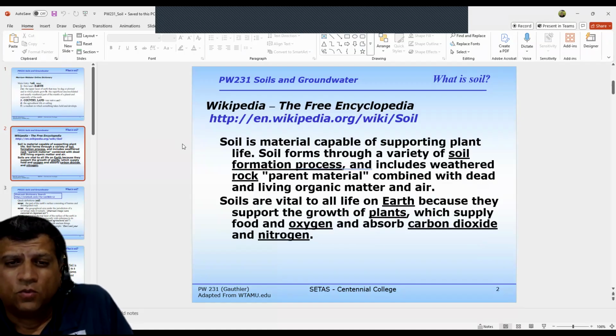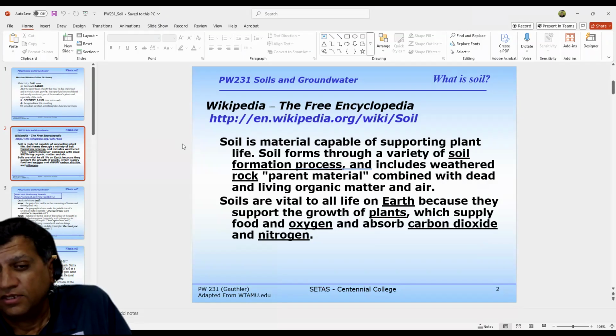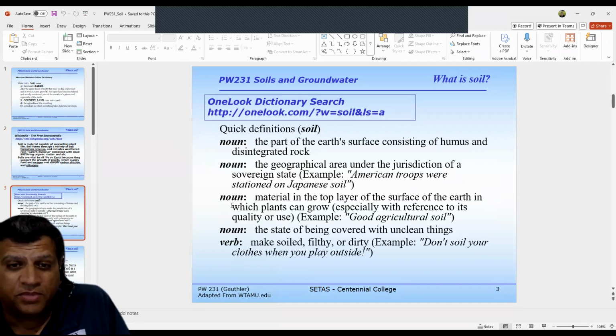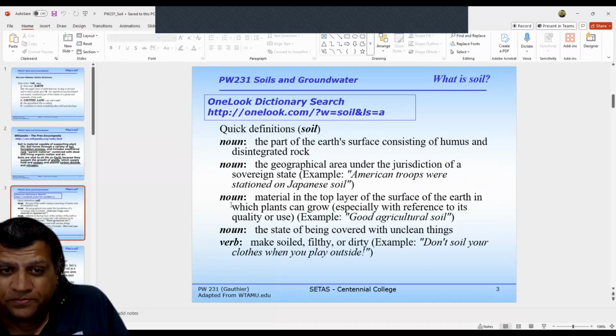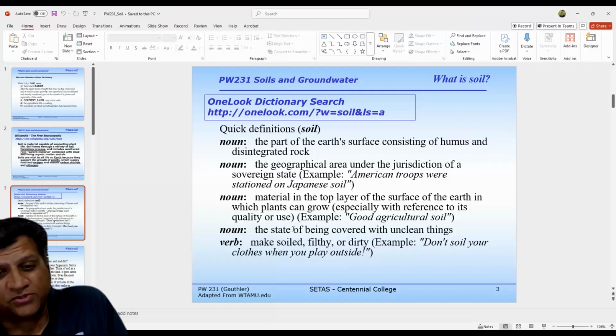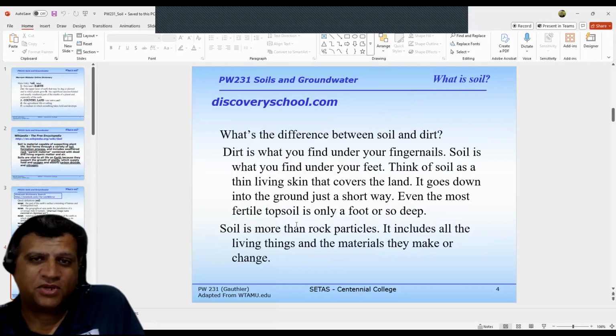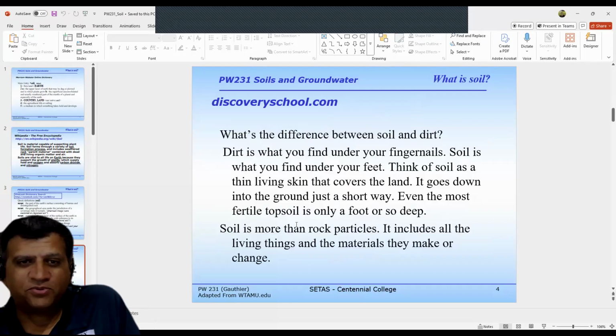So it's basically what is vital to all our life. It supports our plants. It supplies our food and oxygen. Well, it supports what supplies that and absorbs carbon dioxide and nitrogen. Right? It consists of humus, disintegrated rock, depending on who you ask. Right? Now you have negative connotations for being soiled or soil, but that's not really where we are in this course. Let's also have just a quick discussion on what's the difference between soil and dirt.